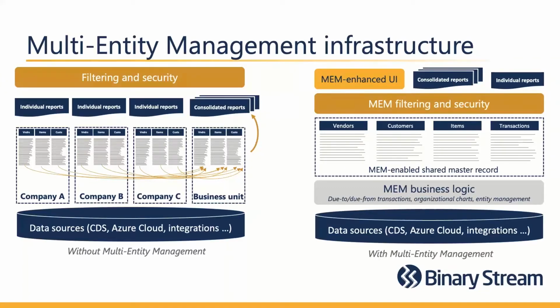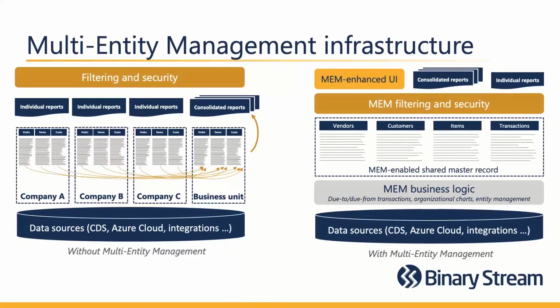It's the same Business Central infrastructure, but now we're embedding it with MEM, so you have one Business Central company, one set of master records for vendors, customers, items, locations, fixed assets, and so on. And then the MEM security settings are going to allow you to really easily share those records or not share those master records, depending on your own business requirements.